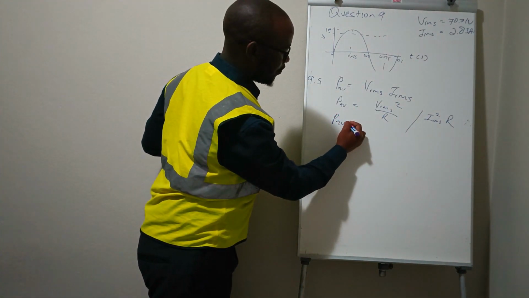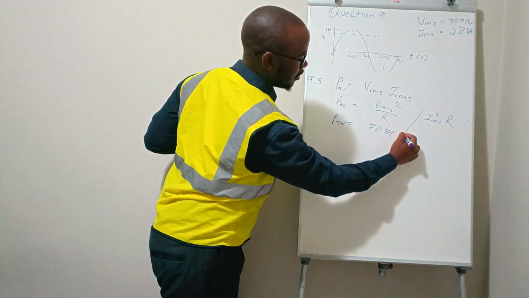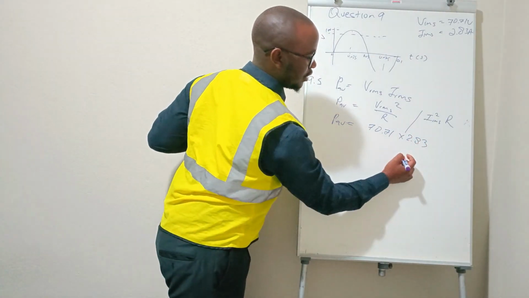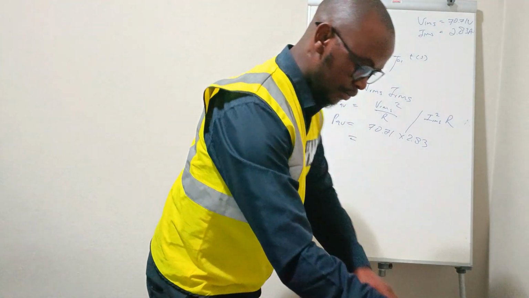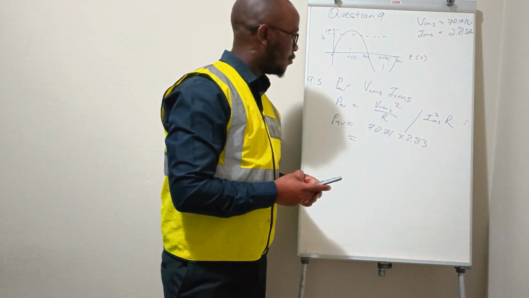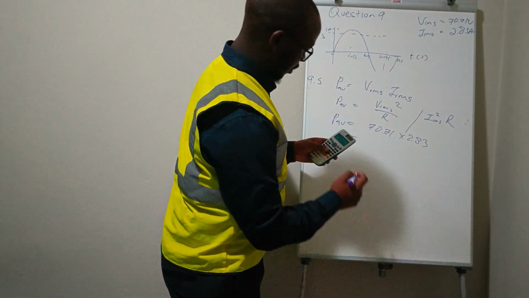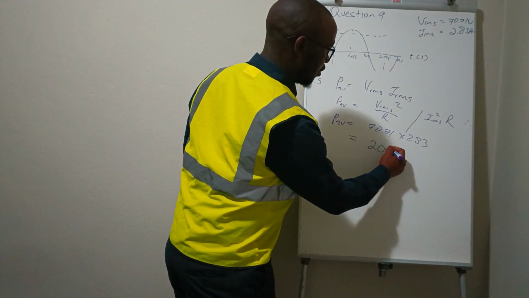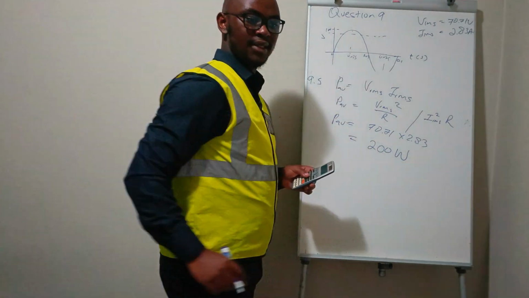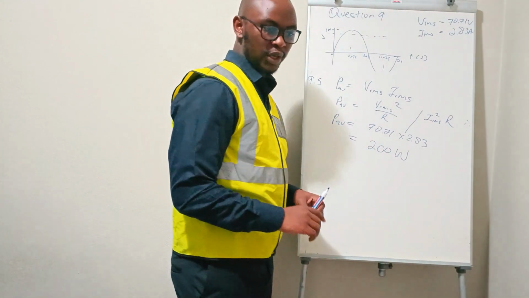So P average is equal to 70.71 multiplied by 2.83, and this should give you 200 watts. So now we're going to move into question number 9.6.